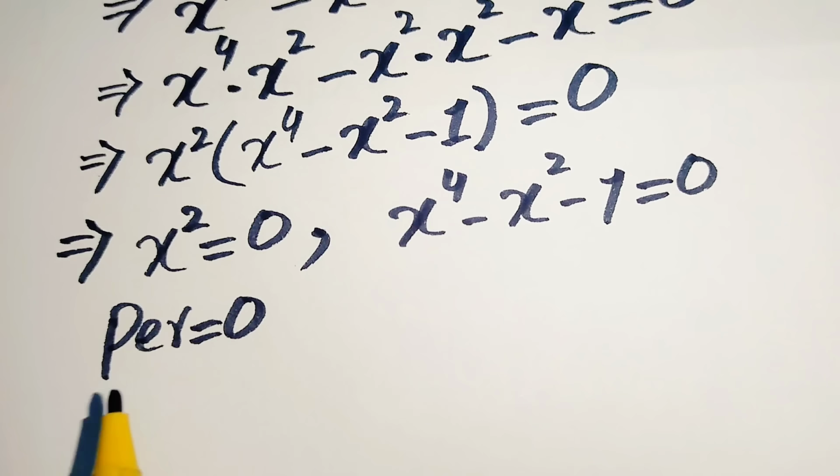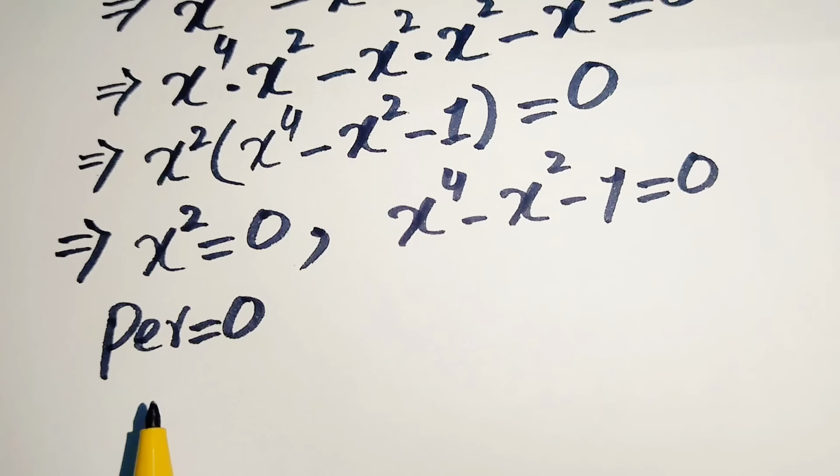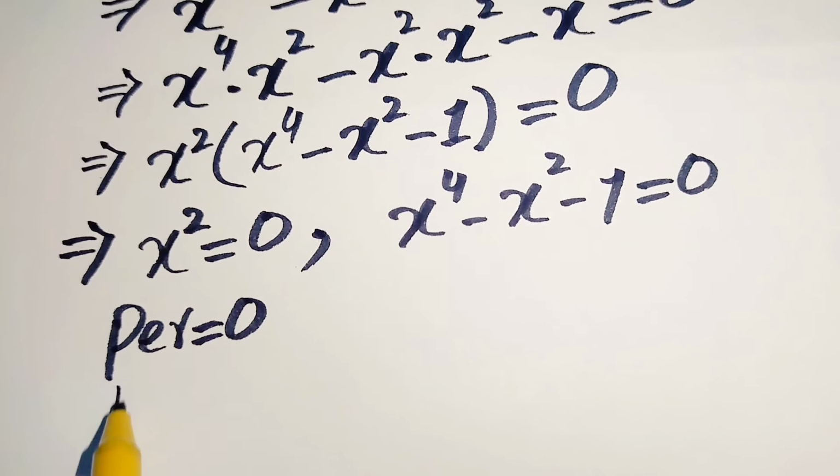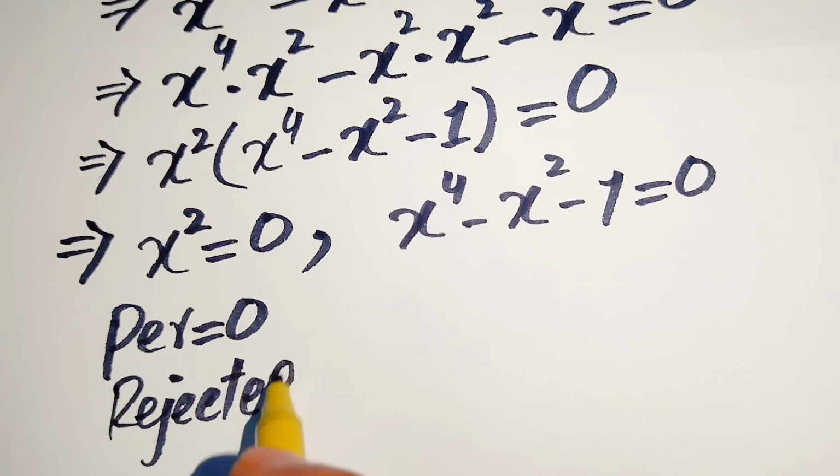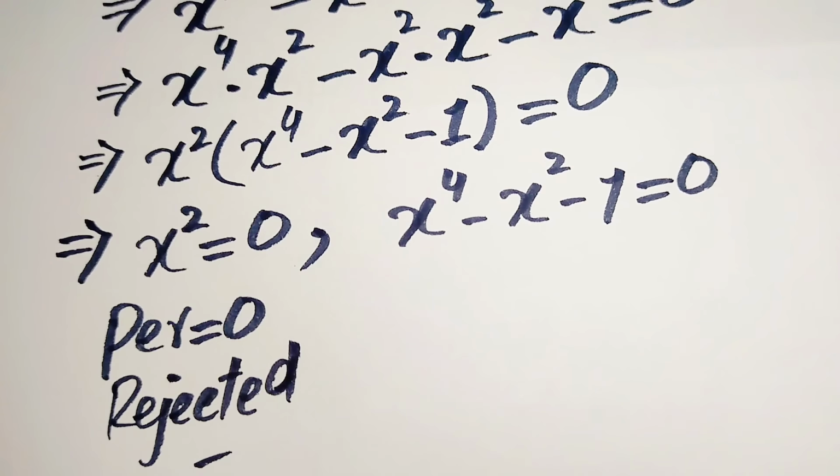So here, it is not possible that the perpendicular side equals 0, because all the side lengths of the given triangle are non-zero and non-negative. So if the perpendicular side is 0, we just reject this case because it is not possible. So here we proceed with the second case only.